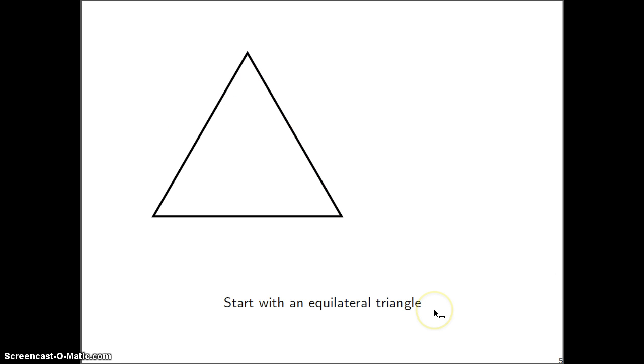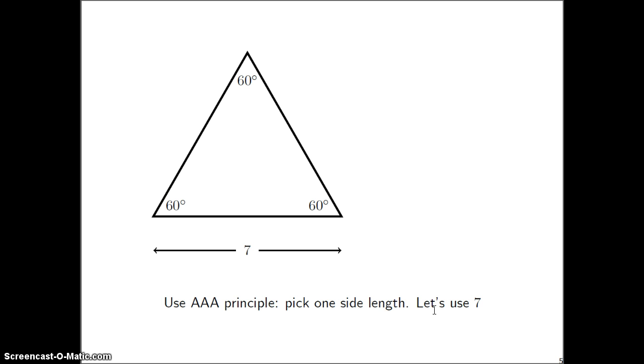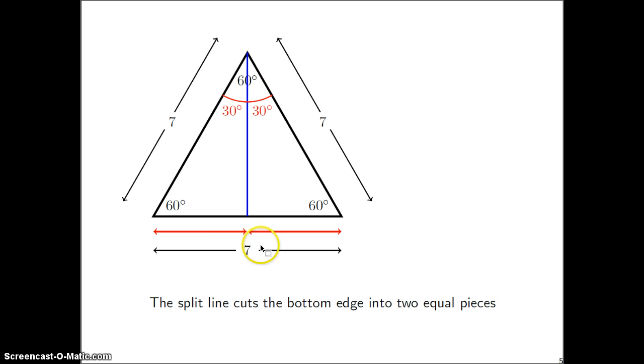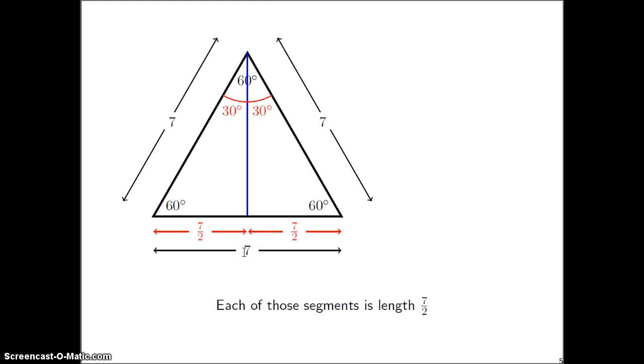One last time, start with an equilateral triangle. This is a different equilateral triangle because now we're picking the length 7, so copy the length 7 all the way around. All 3 sides are length 7. There's a splitting line down the side, cuts that top angle into 2 small pieces of 30 degrees. The bottom side length here, now you have 2 equal sized pieces which are half of 7, so this is 7 divided by 2. It's not a really nice looking number, but that's because 7 was odd.